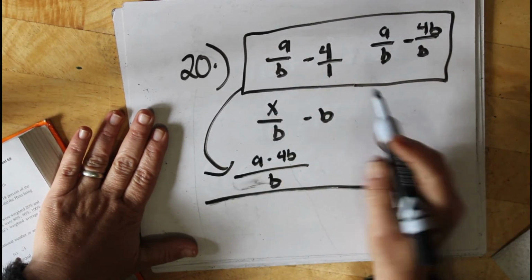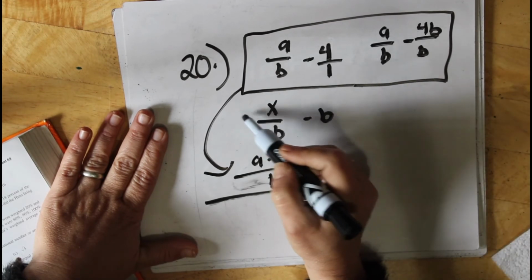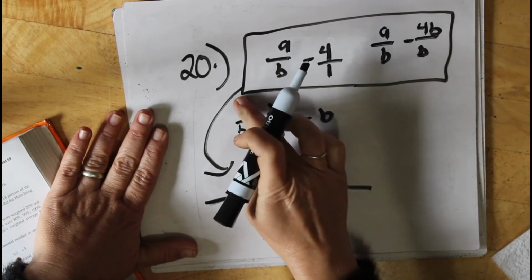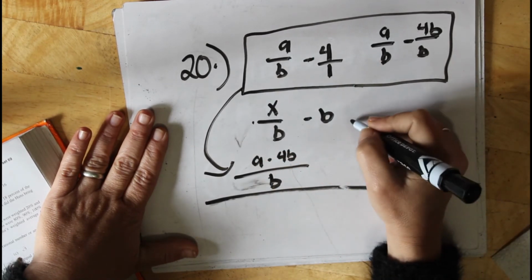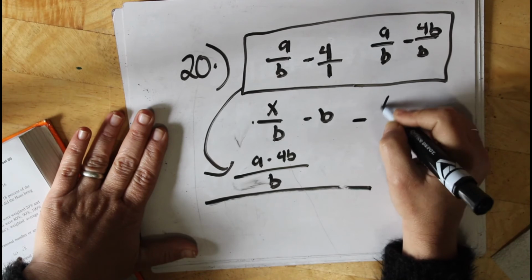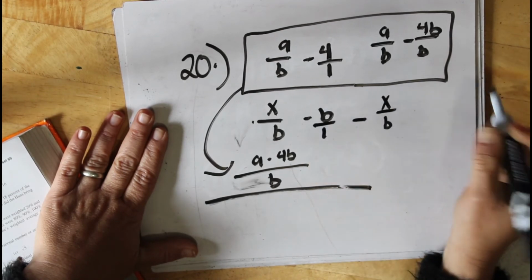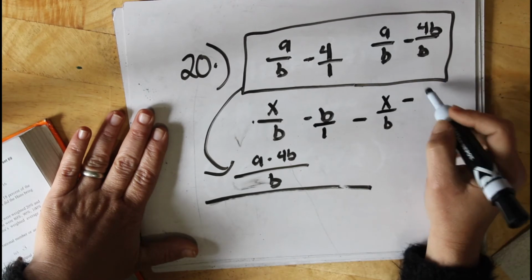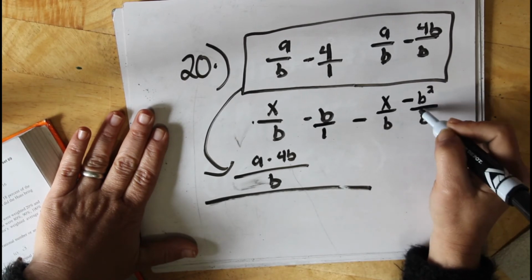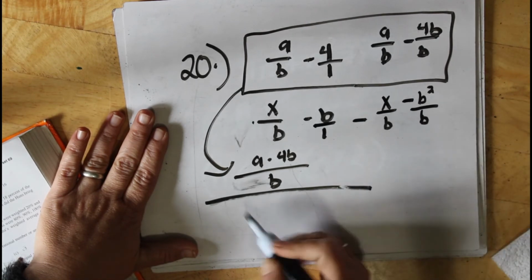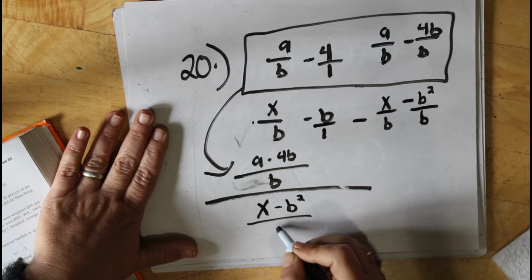All right, now the bottom, we're going to have to multiply both of these times b, times 1 over b. So we're going to get x over b, so that's over 1, minus b squared over b. So on the bottom, we're going to have x minus b squared over b.